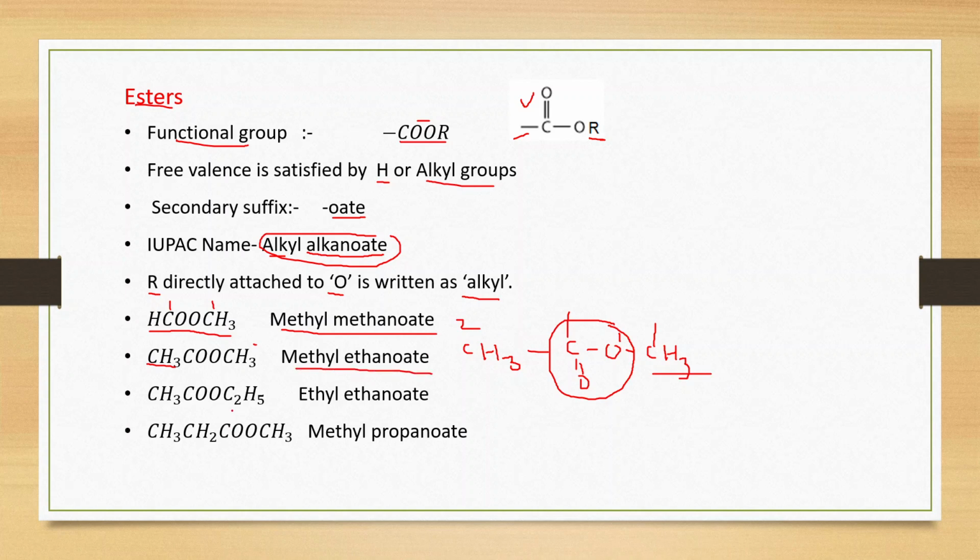Now this one is CH3COOC2H5. This is ethyl, and this part is ethanoate. Now again, this is methyl. Now in this case, 3 carbon atoms are there. That's why this is propanoate.